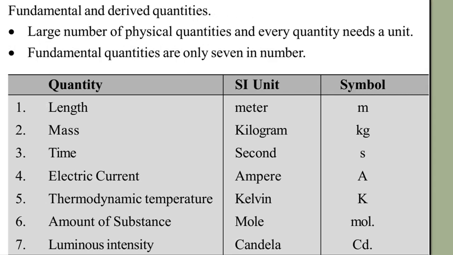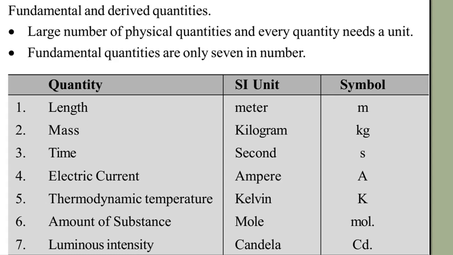There is a large number of physical quantities and every quantity needs a unit. Fundamental quantities are only 7 in number. These are the fundamental quantities: length, mass, time, electric current, thermodynamic temperature, amount of substance, luminous intensity, and their SI units are meter, kilogram, second, ampere, Kelvin, mole, and candela.